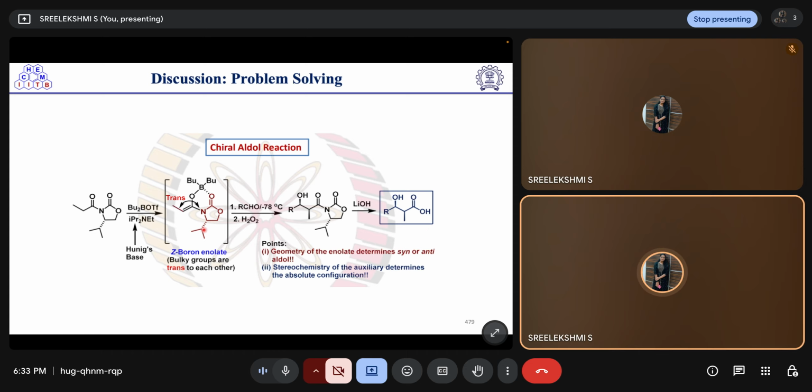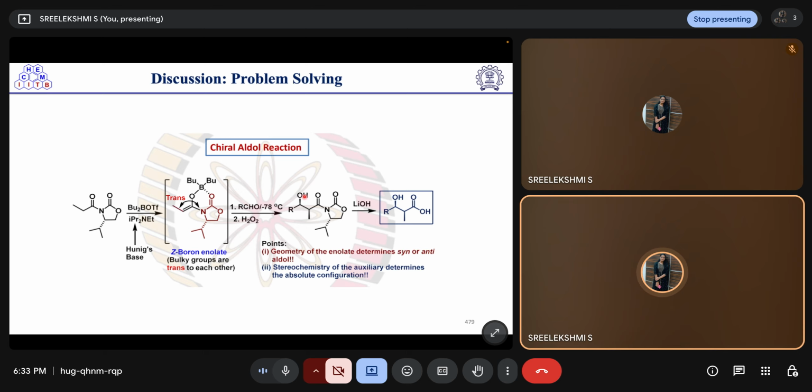So the geometry of the enolate will determine whether the product will be syn-aldol or anti-aldol, and the stereochemistry of this auxiliary will determine the absolute configuration. So two things we have to consider. In this itself we have other possibilities, because we said that this is below, so anyway the methyl or the SAR group will be coming from the above face. But even if it is coming from the above face, this OH can be below.